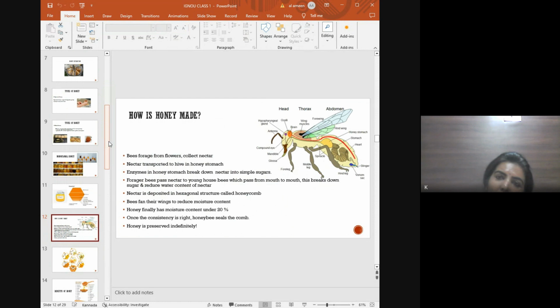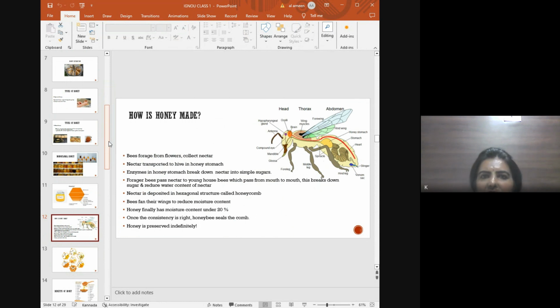Coming to how honey is made, how does the nectar get converted into honey? This is quite an interesting concept. You can just look at the picture of the honeybee. That yellow thing that you see at the center is the honey stomach. So how is honey made? First, the honeybees go foraging. Foraging is when they go searching for the flower source, the source of nectar. So bees forage from flowers, then they collect nectar.